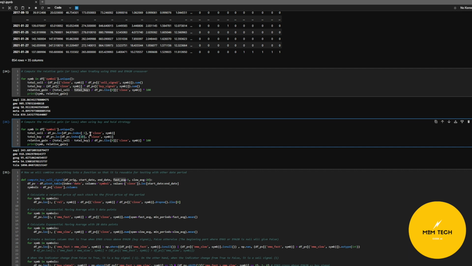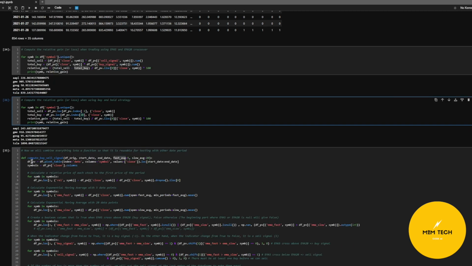And if we look at the result, yeah, in this period, the EMA crossover strategy seems to be better than the buy and hold strategy, except for one stock here.